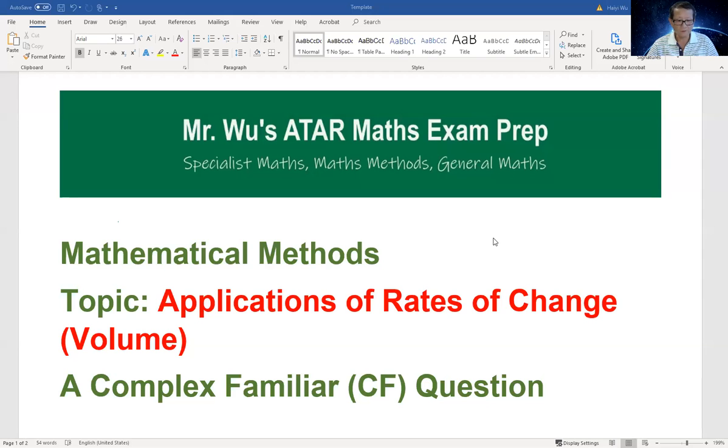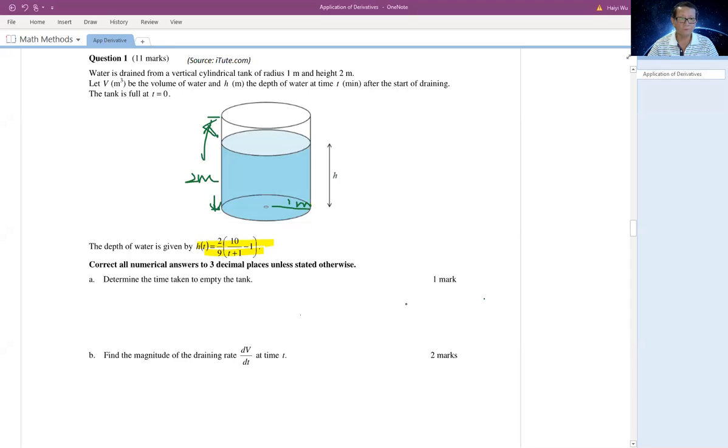Hello. Today we are solving a complex familiar question. It's an application of rates of change. This is a very interesting question about volume, a water tank question. So let's have a look at the question. I'm going to share this. All right, this is the question.